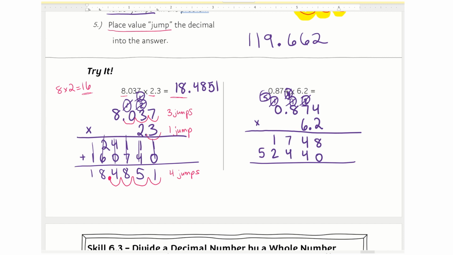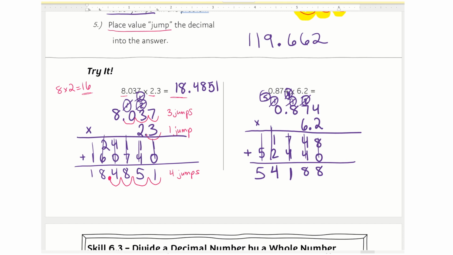All right, I did the multiplying. Now I can add it up. 8, 8, 11, 1, 2, 3, 4, and 5. So I did all the adding.